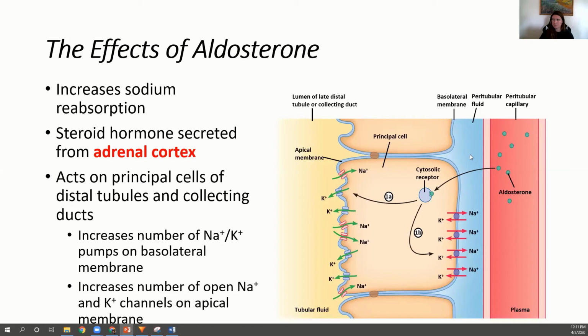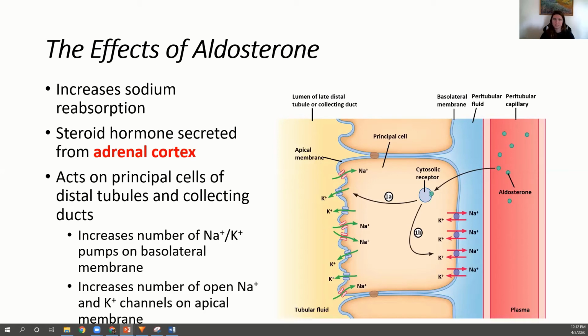It's going to be able to, by simple diffusion, just diffuse across our capillary endothelium and across the basolateral membrane of our epithelial cell, whether we're in the distal tubule or the collecting duct, and it's going to get into the cytoplasm of our epithelial cell, so that principal cell in the distal tubule or collecting duct. Once there, it does one of two things. Really, it's going to do them at the same time.